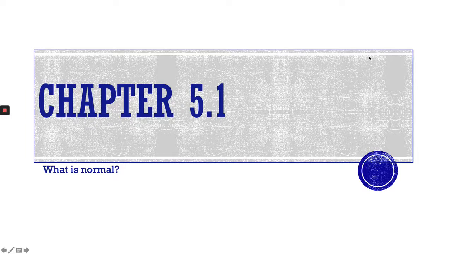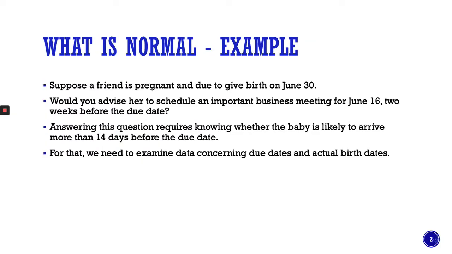So we're going to talk about what is normal in statistics. Suppose a friend is pregnant and due to give birth on June 30th. Would you advise her to schedule an important business meeting for June 16th, 2 weeks before the due date? Answering this question requires knowing whether the baby is likely to arrive more than 14 days before the due date. For that, we need to examine data concerning due dates and actual birth dates.